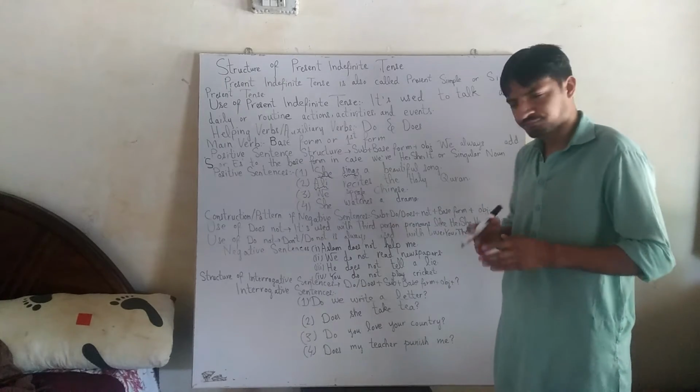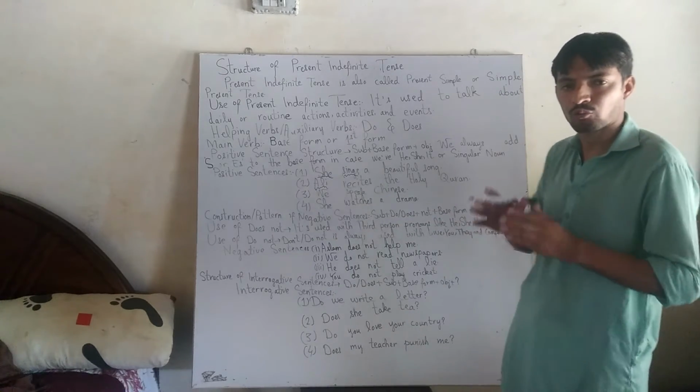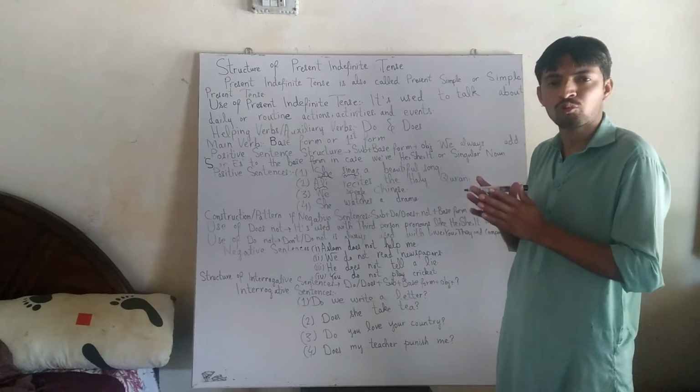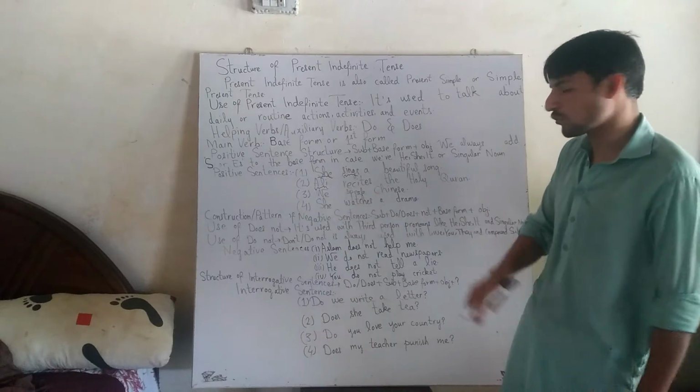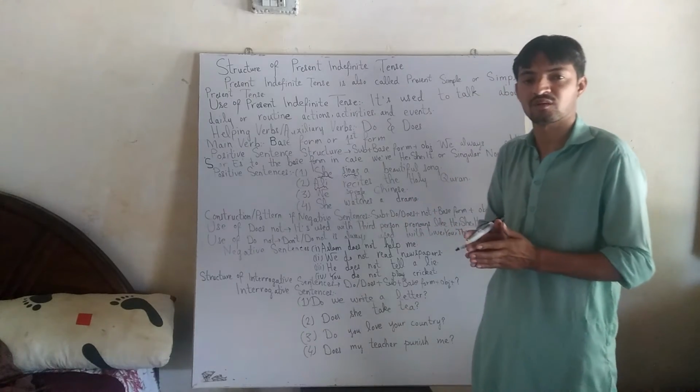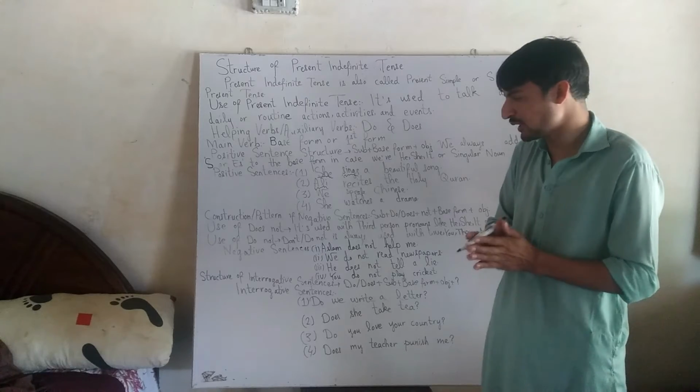So that is why we use subject plus do not or does not plus base form plus object. So it's the negative sentence structure or construction of present indefinite tense.